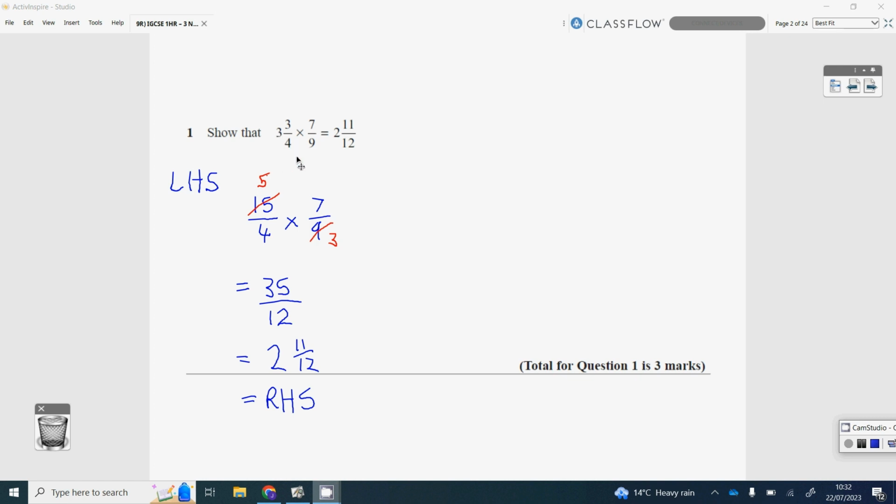Okay, so obviously we're dealing with quarters. So there's 4 quarters in a whole. We've got 3 wholes, 3 fours are 12. Add on the 3 other bits, that gives us 15/4. Now, how do you multiply fractions? It's top times top and bottom times bottom.